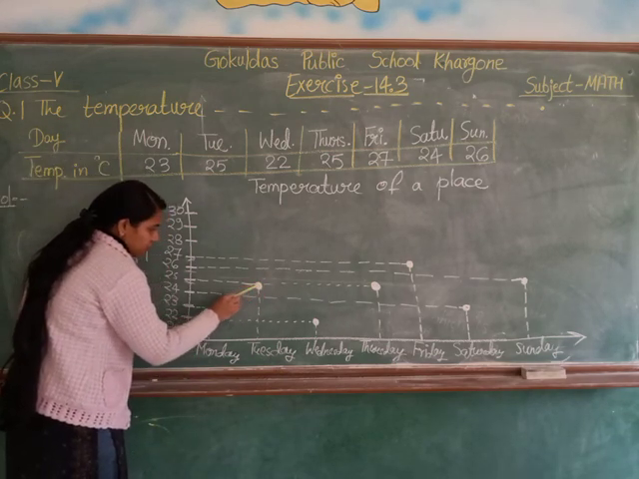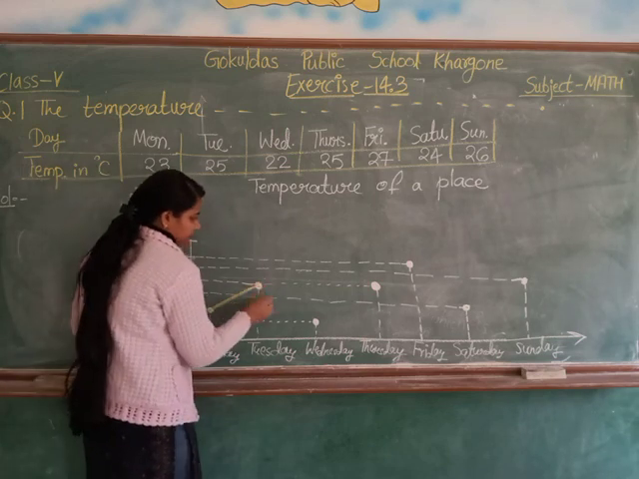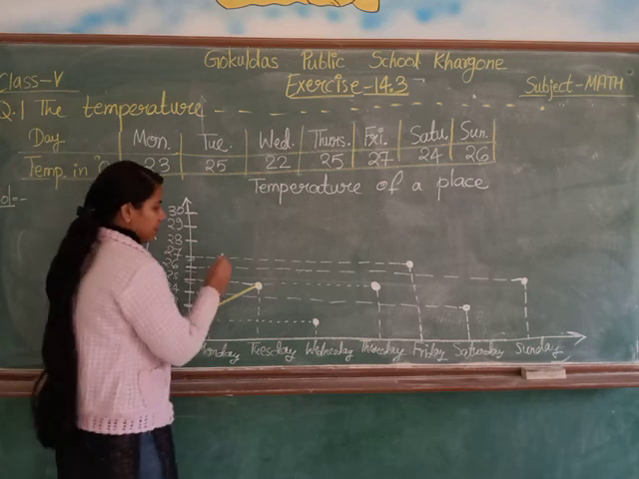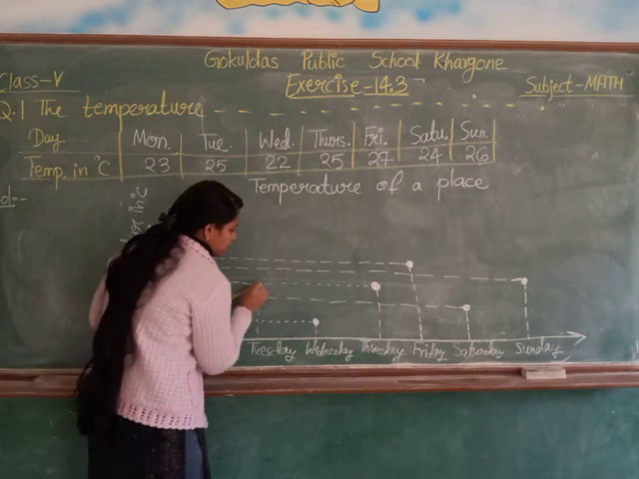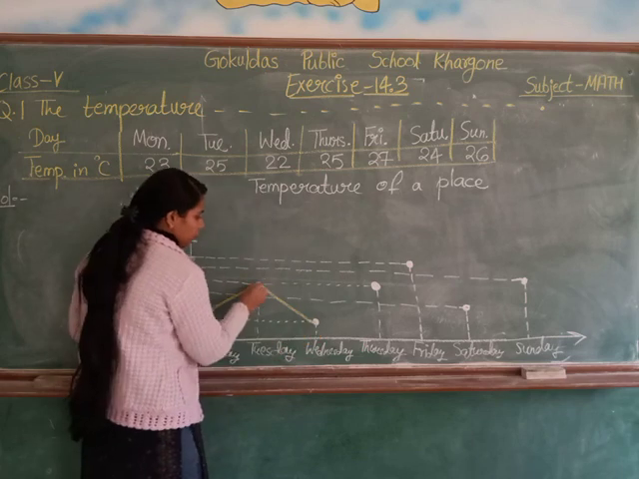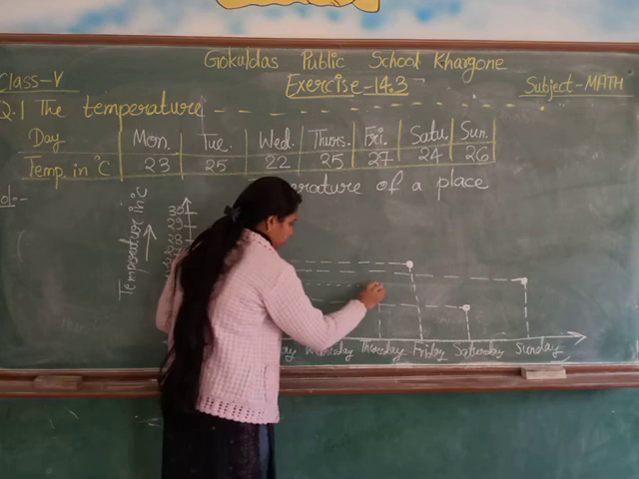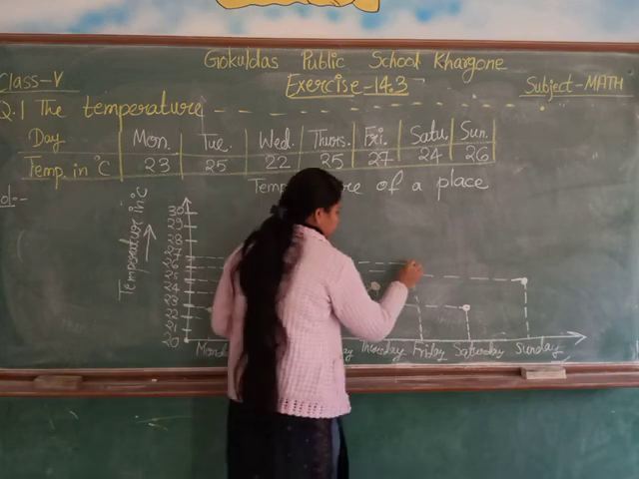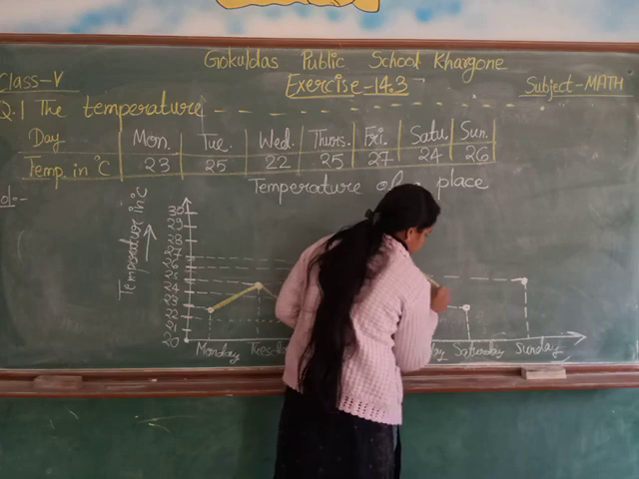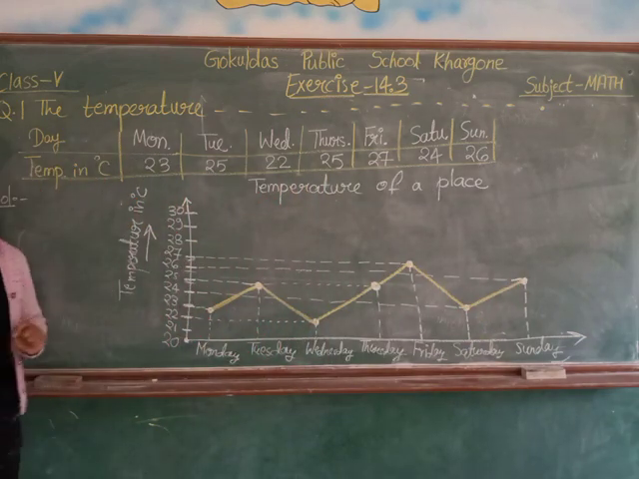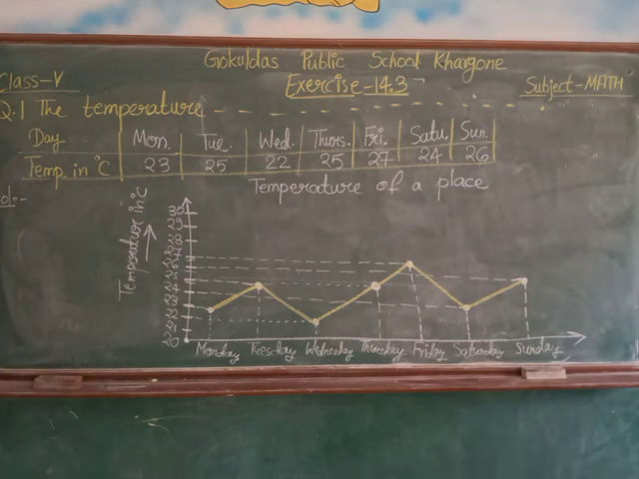So connect all these points by straight lines with the help of a ruler. Okay, I am doing it by running my hand, but you will use a ruler and pencil to draw all these. Do not use a pen to draw. Use a pencil and ruler to draw these graphs. Now join all these points. So this is our line graph for question number 1.